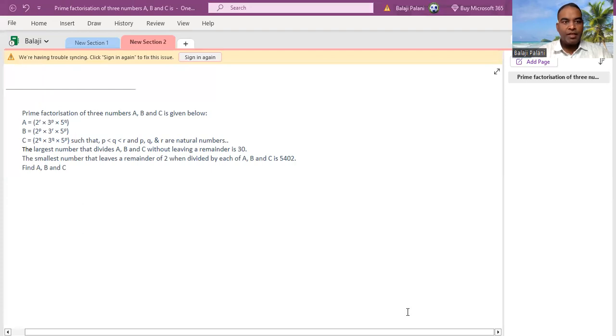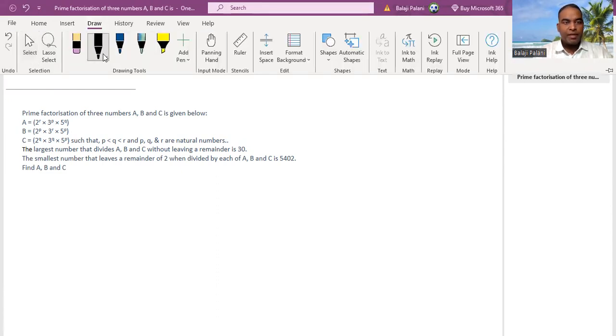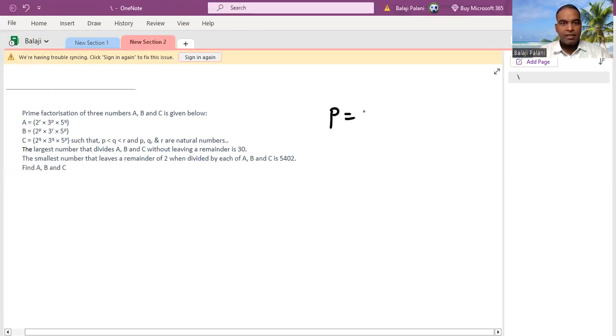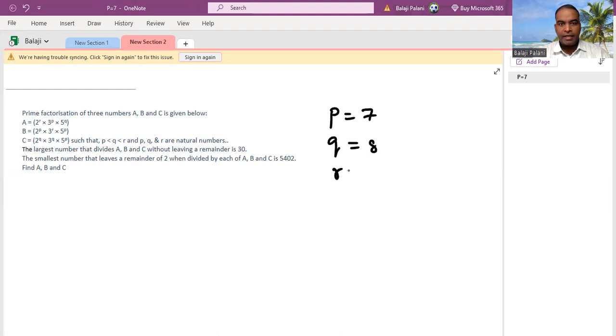Prime factorization of three numbers A, B, and C is given below. And there is a condition we have, P is less than Q is less than R, and all of them are natural numbers. So we will just make out some inferences based on this given data. Just for example, I am taking P as, let's say, 7, Q as 8, and R as 9 for us to understand what these numbers A, B, and C are.